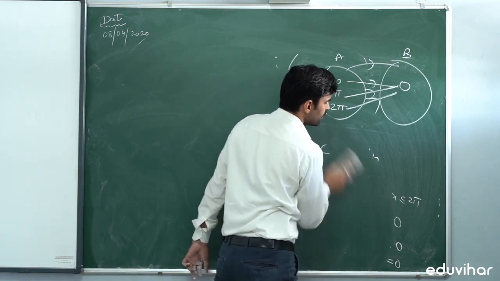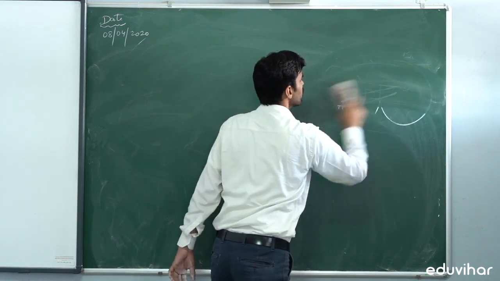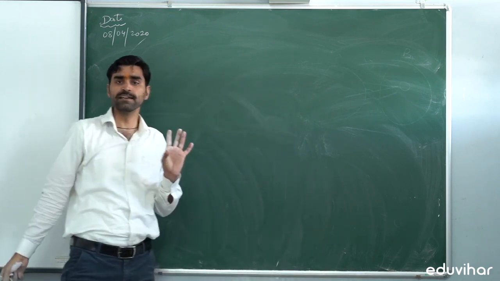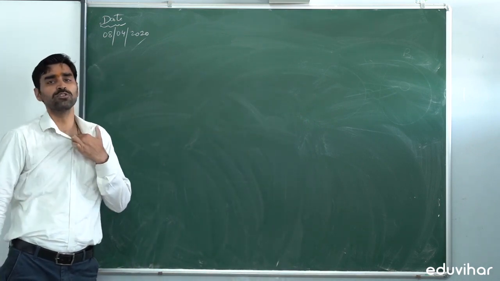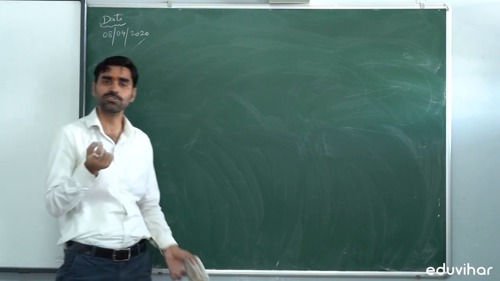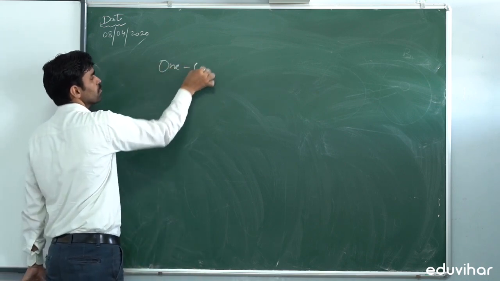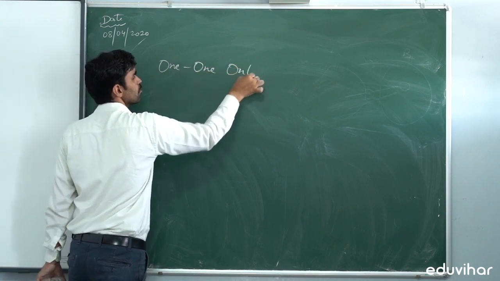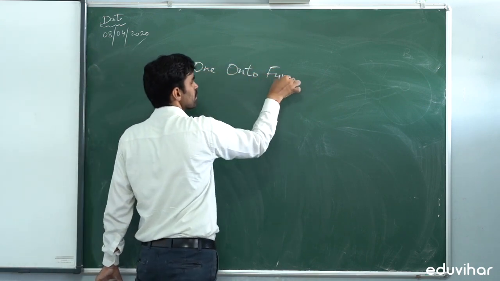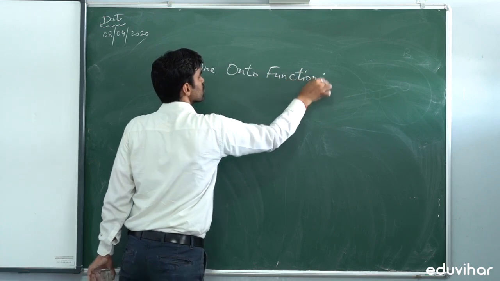If two or more elements in the domain have the same image in the codomain, this type of function is known as a many-one function. Also, one-one onto function.